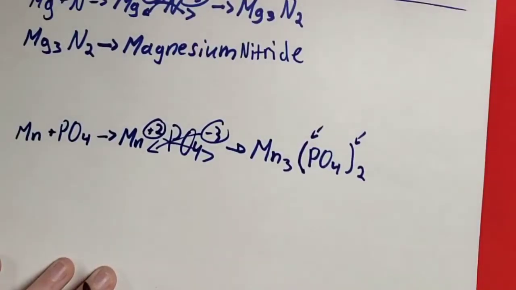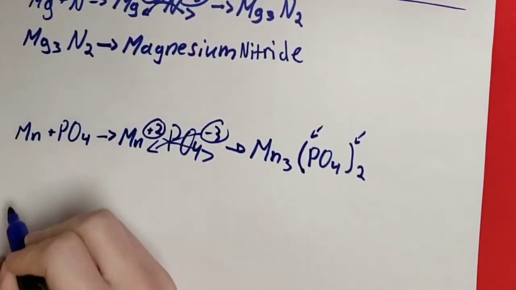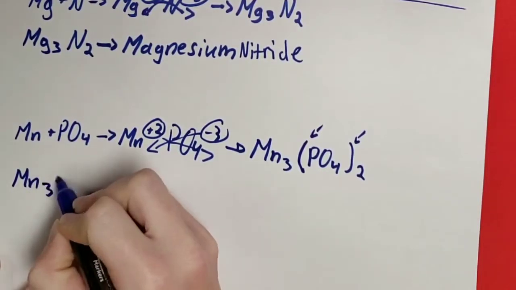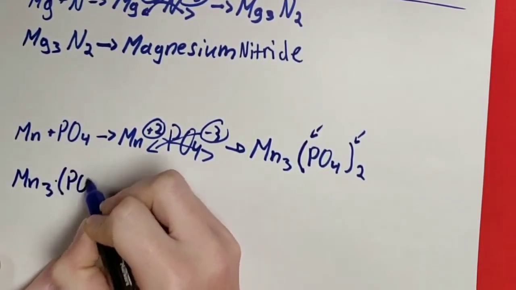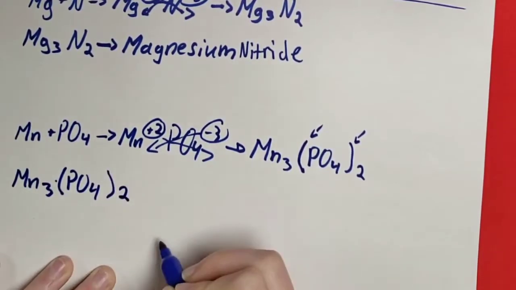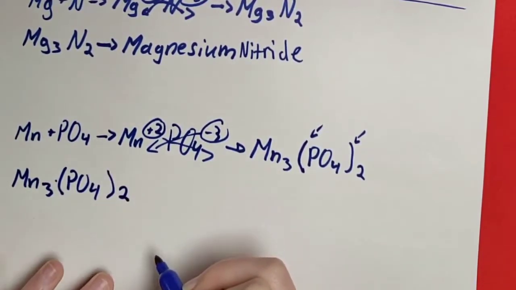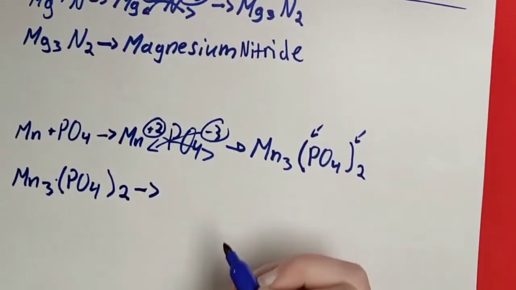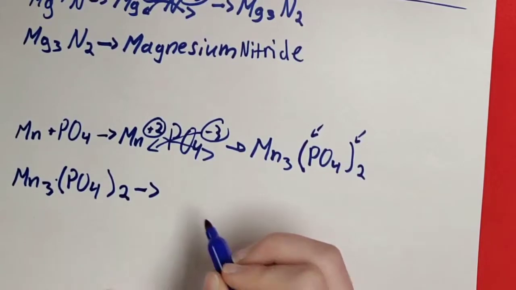Now that we have the formula for our polyatomic ionic compound, we'll need to write the name. Because our polyatomic ionic compound has a metal with 2 or more charges, in this case a +2 charge, we'll need to signify this by using parentheses and a Roman numeral of 2 after we write the manganese.